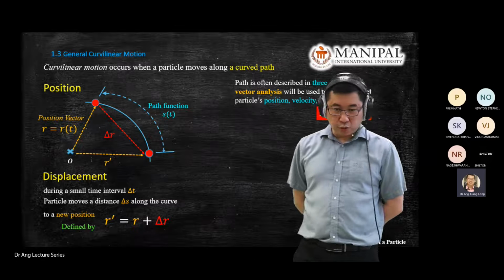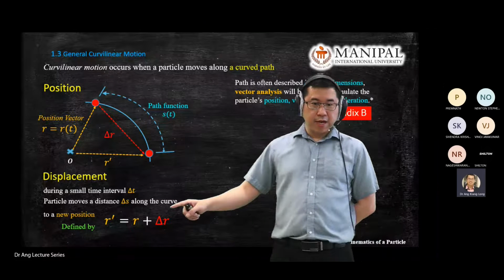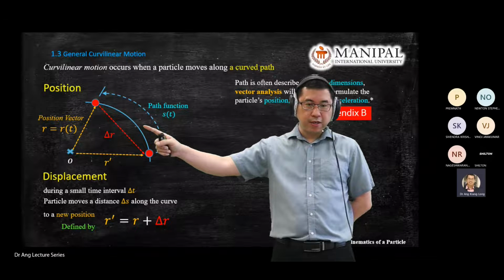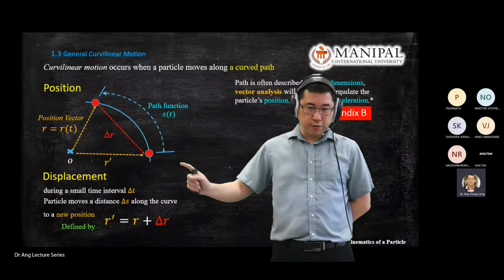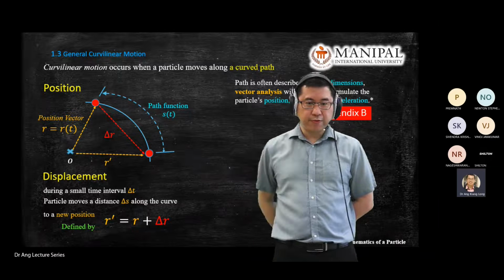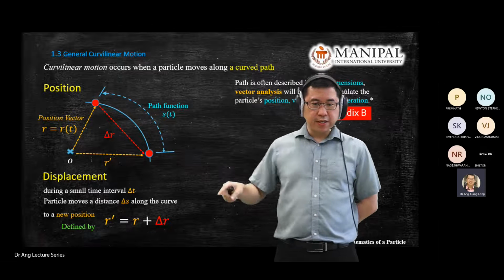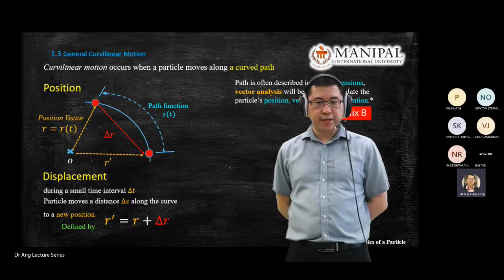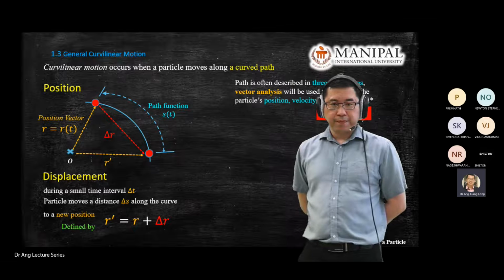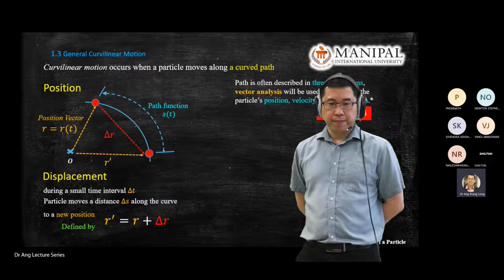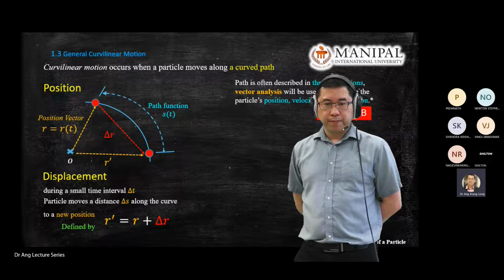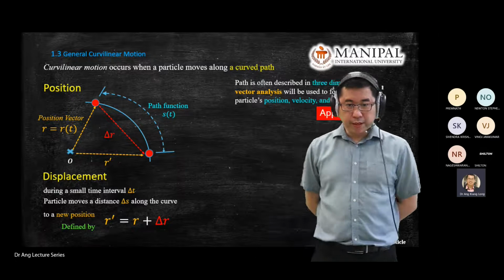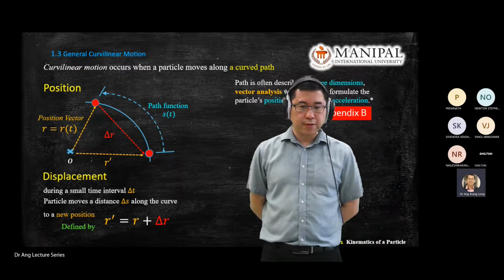I'll give you 10 seconds to digest. From this diagram alone, from the orange arrow and the red arrow itself, by using vector analysis, are you able to understand why we can write in this way? Stop me if you need more time to digest.